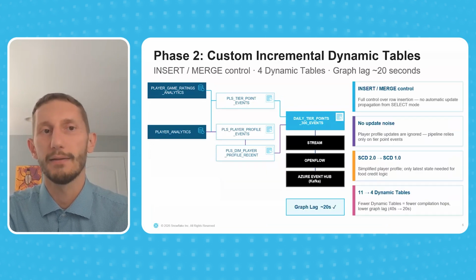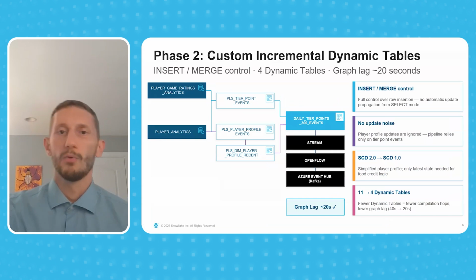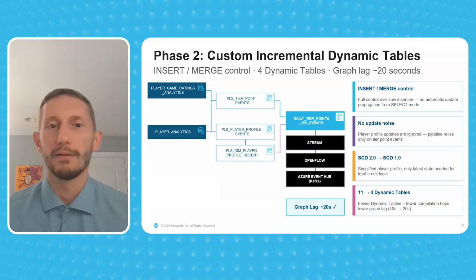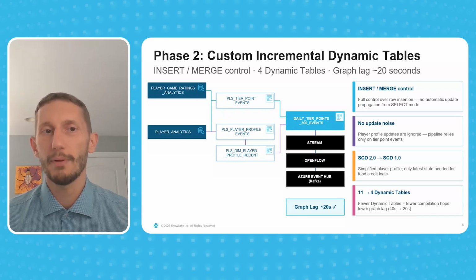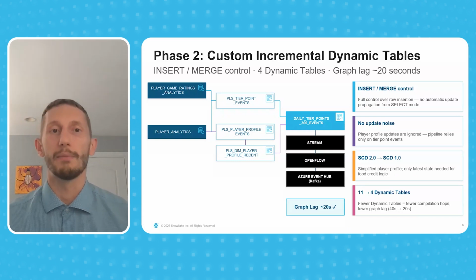And this is the second phase, right? The custom incremental dynamic tables. We have tested them as well, and this one looks much better than the common select approach. And as you can see, there are just 4 dynamic tables now. We still have the tier points dynamic table, and there are no additional intermediate tables, right?